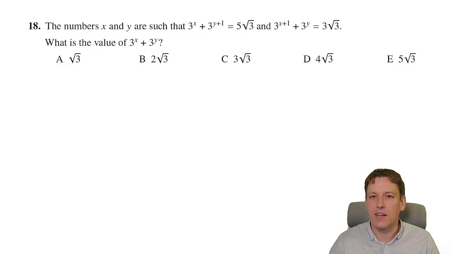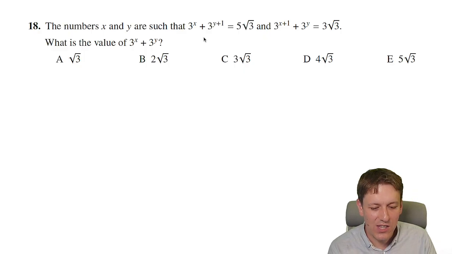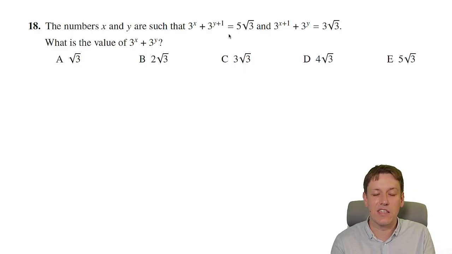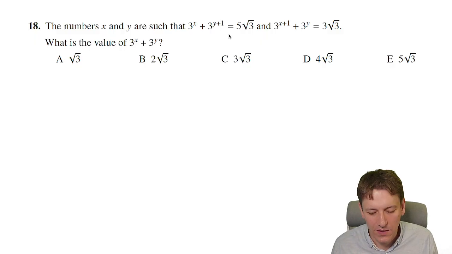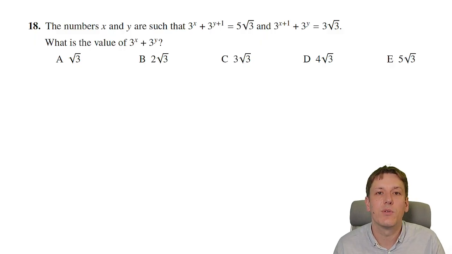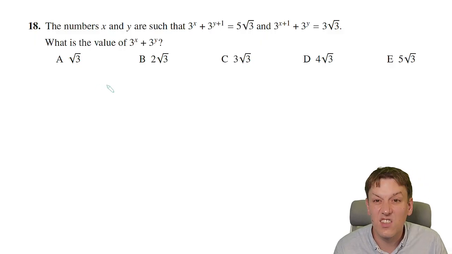Slightly sneaky question here, because it looks a bit like some problems where you end up effectively trying to write everything as 3 to the power of something, and then doing some simplification, but that argument doesn't work so well here. What we really want to do is to see these just as simultaneous equations in 3 to the x and 3 to the y.